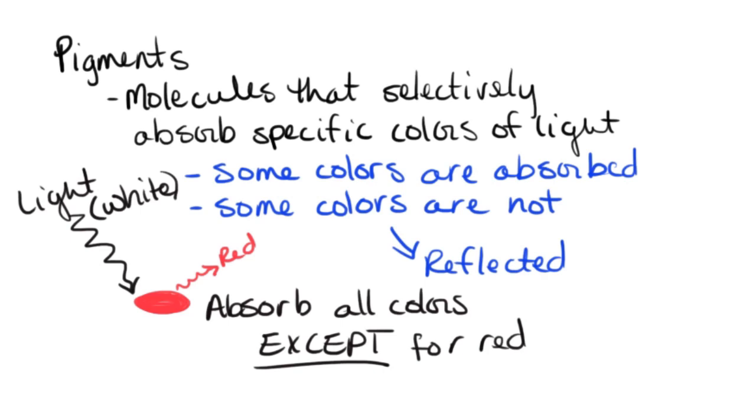So if we're talking about plants, recall that plants are primarily green. And what that means is that green is the color that is not going to be absorbed well by plants, even though we are going to have multiple pigments inside of the plants.